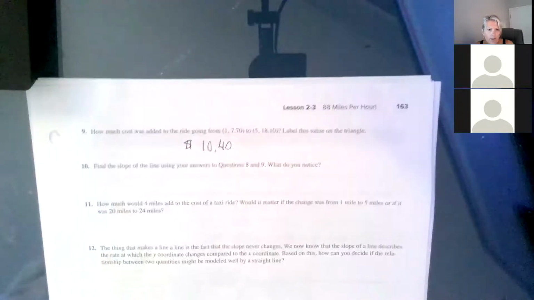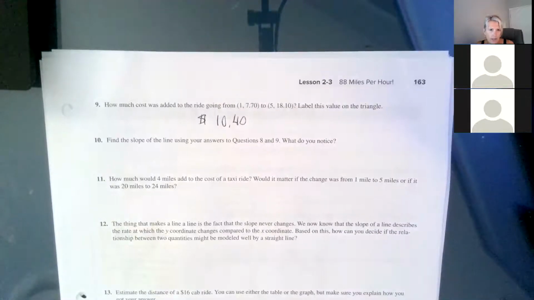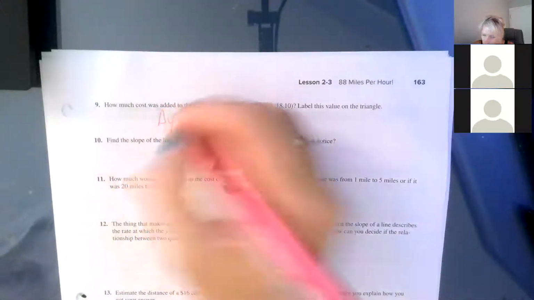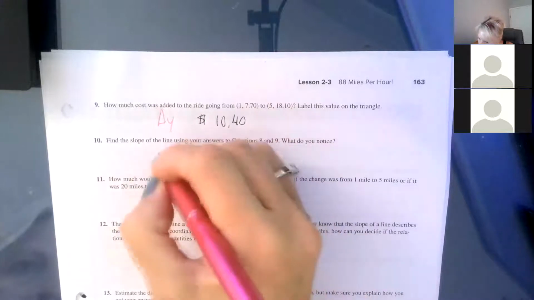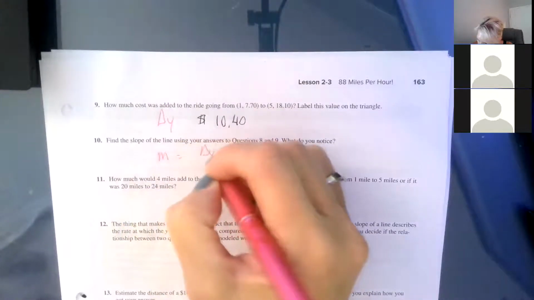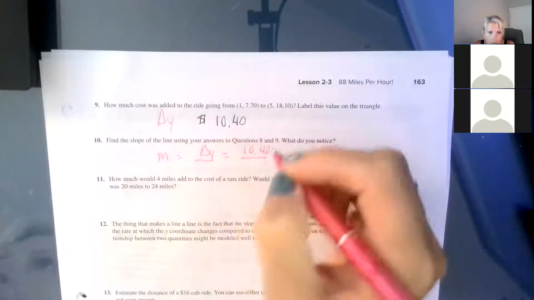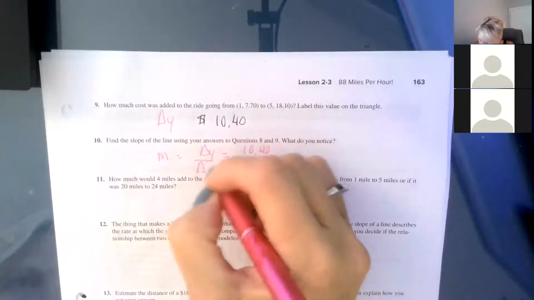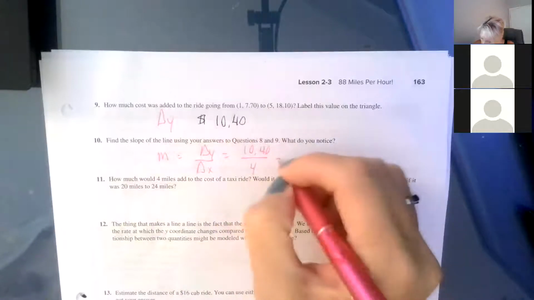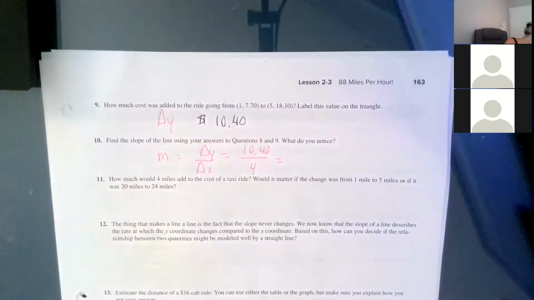Then 10 says, find the slope of the line using your answers to 8 and 9. So this is our change in Y, right? This 1040. So slope is the change in Y, which is the 1040, over the change in X, which we said was 4 from the previous page.